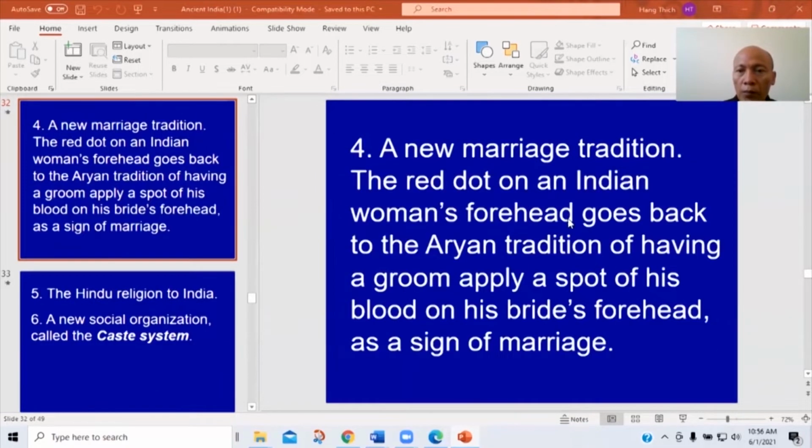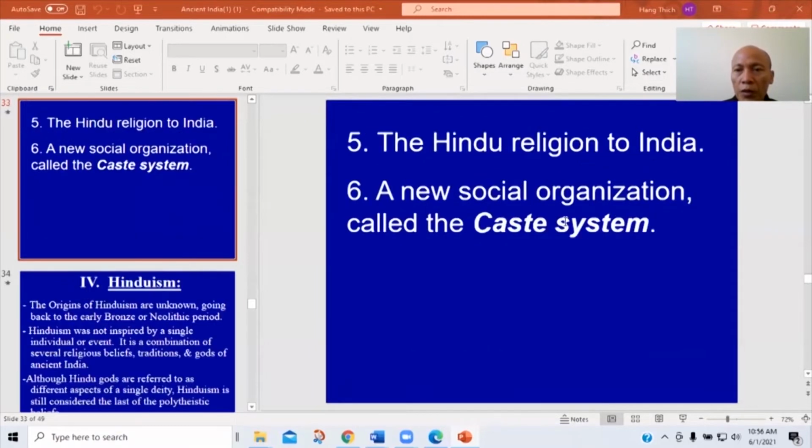and they have new marriage traditions. After a female got married, she got a red dot in the forehead. So let's go back to the Aryan tradition of having a groom apply a spot of his blood onto his bride's forehead. So that is the sign of marriage.